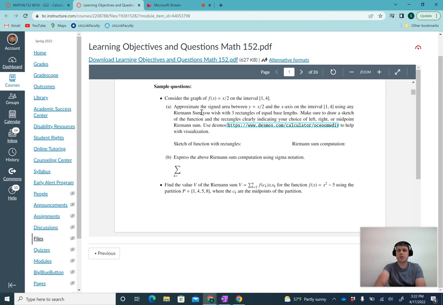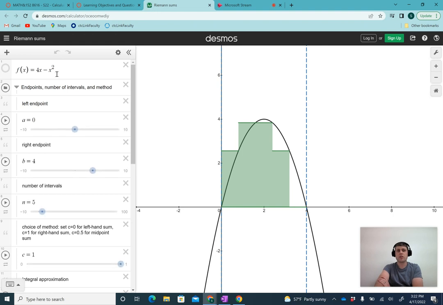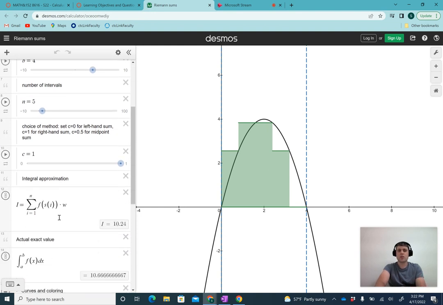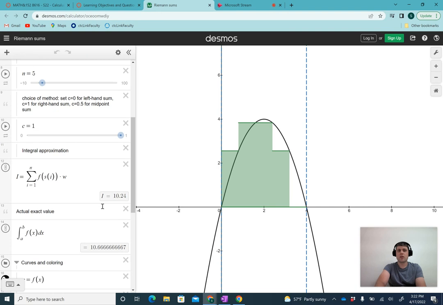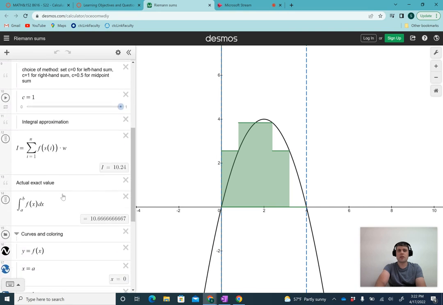Okay, so in the first sample question, there's a Desmos link, which I always recommend using during the challenge to check your work. If you input the correct function and the endpoints in here, it shows you the sketch of the graph, and it also shows you the answer over here. This is the exact signed area answer, but this is the approximation you get by the Riemann sum.